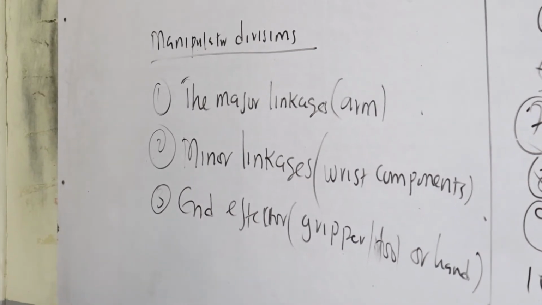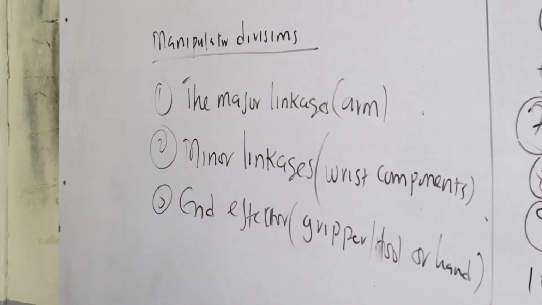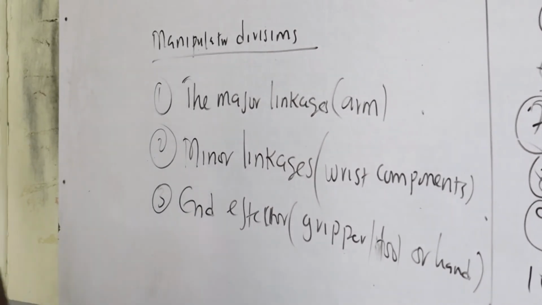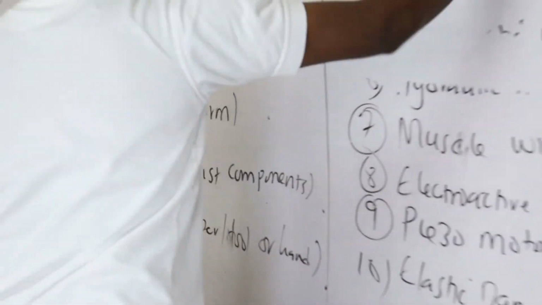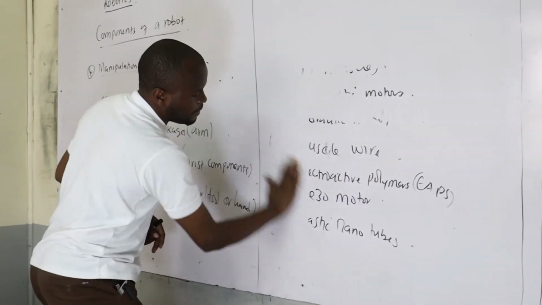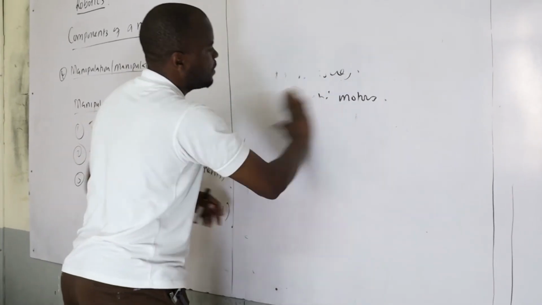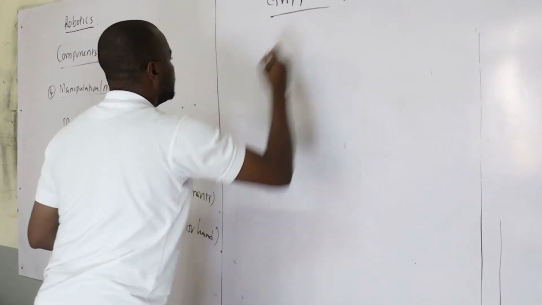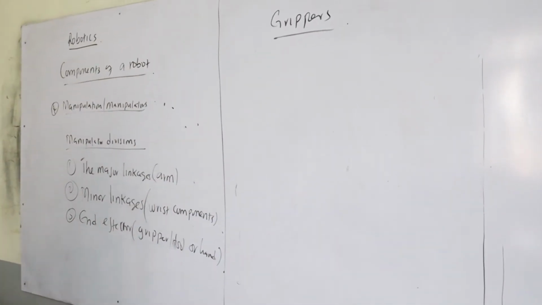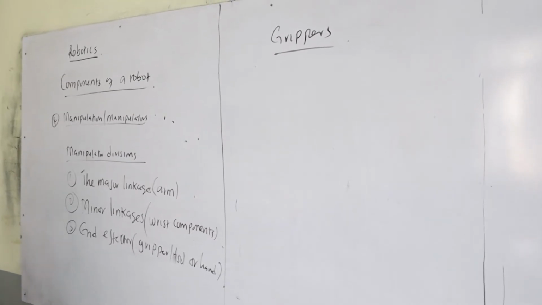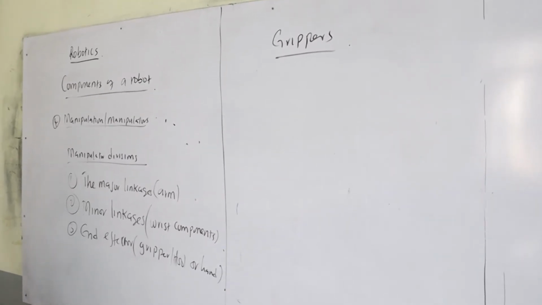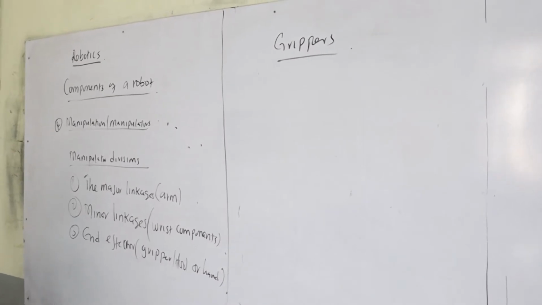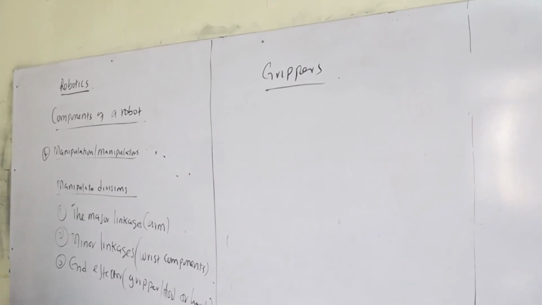So let's talk about the grippers as part of the manipulators. Just as the name suggests, the grippers are generally used to grasp or hold an object and place it at a desired location. There are several grippers that we can talk about. The grippers can be classified into several types.